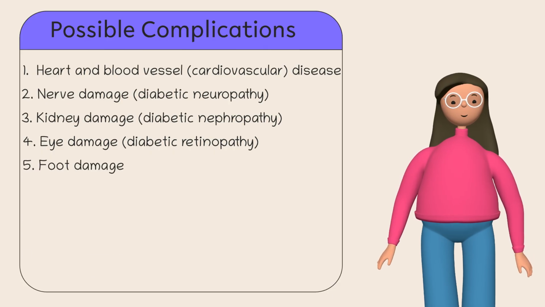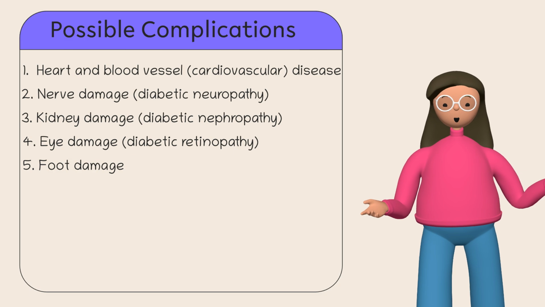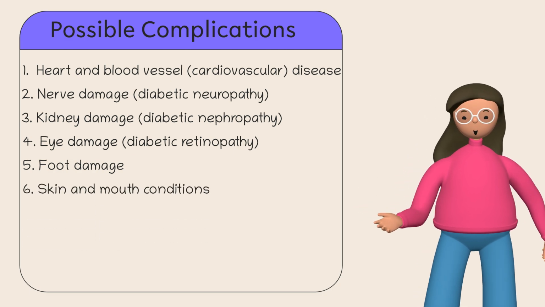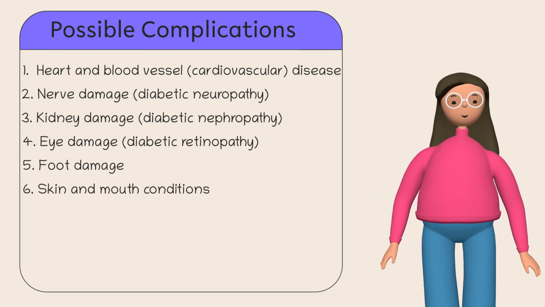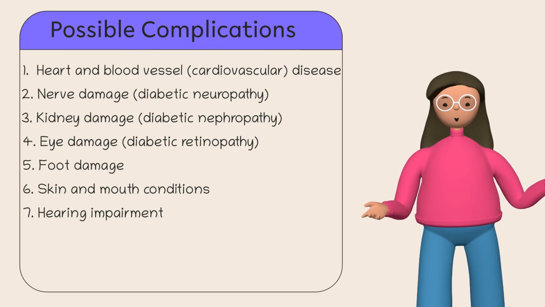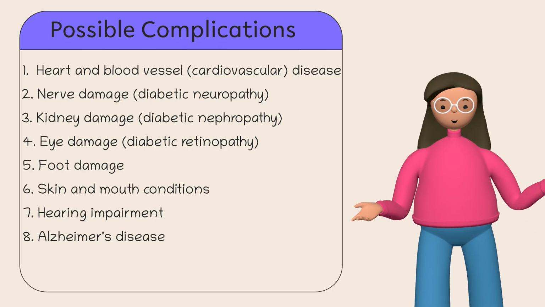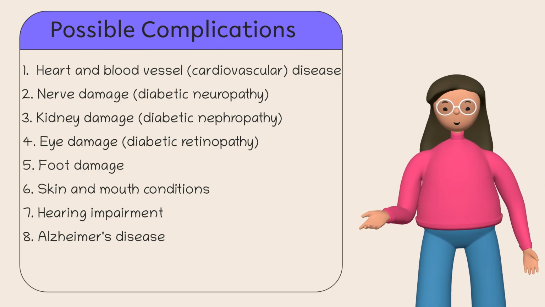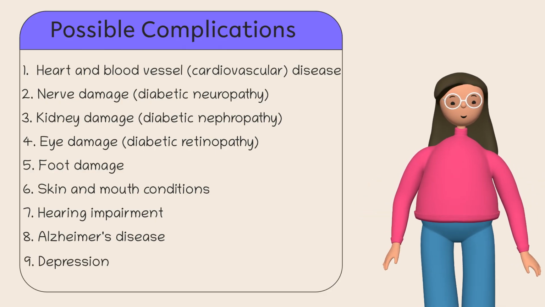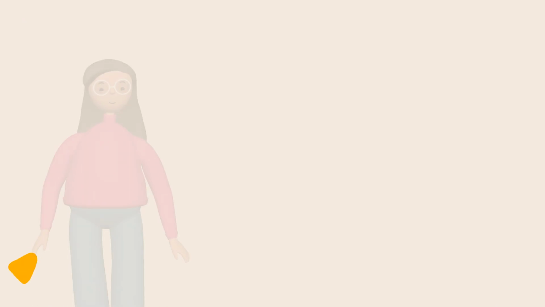Foot damage. Nerve damage in the feet or poor blood flow to the feet increases the risk of many foot complications. Skin and mouth conditions. Diabetes may leave you more prone to skin problems, including bacterial and fungal infections. Hearing impairment. Hearing problems are more common in people with diabetes. Alzheimer's disease. Type 2 diabetes may increase the risk of dementia, such as Alzheimer's disease. Depression related to diabetes. Depression symptoms are common in people with diabetes.